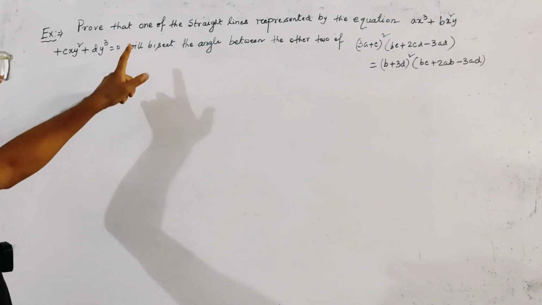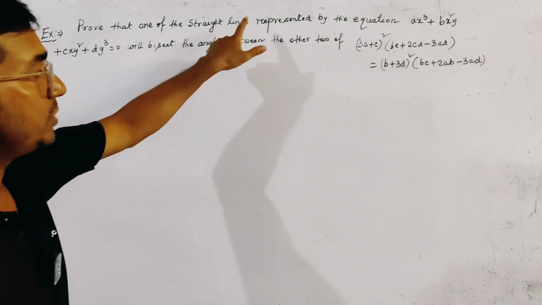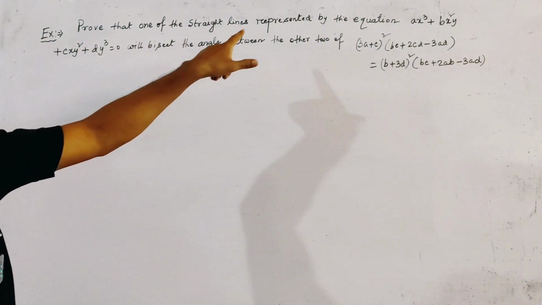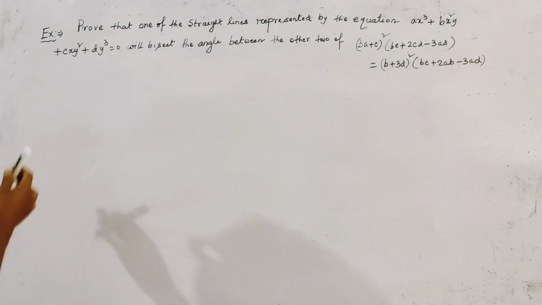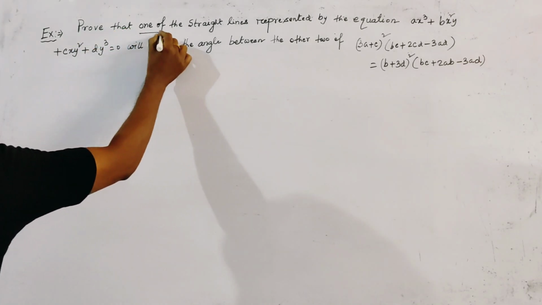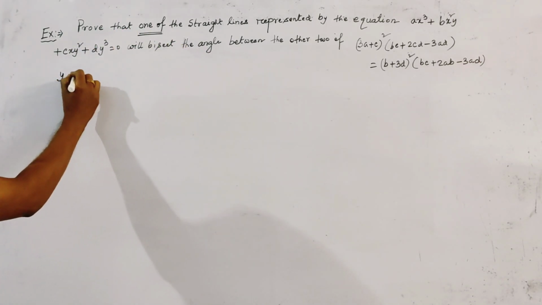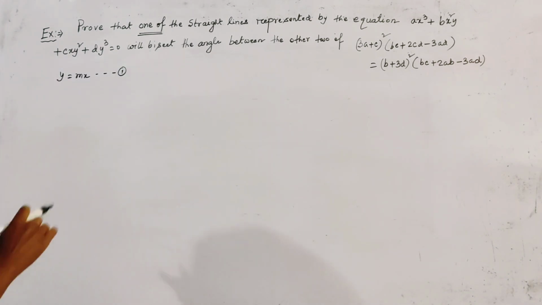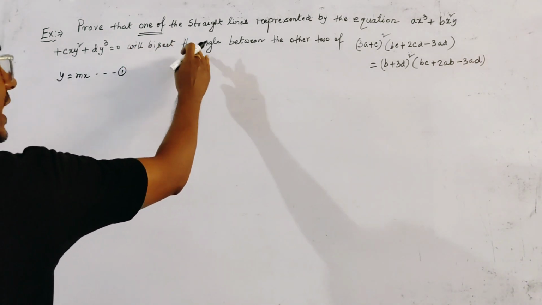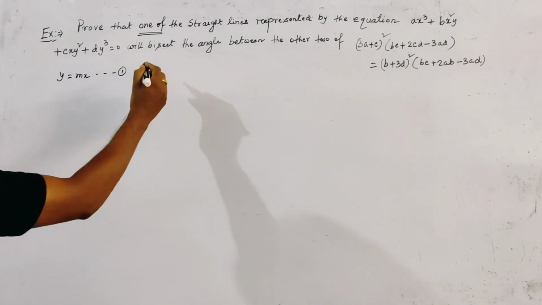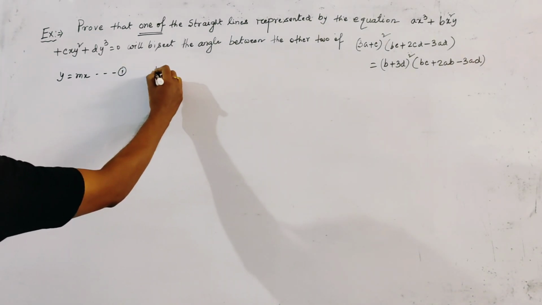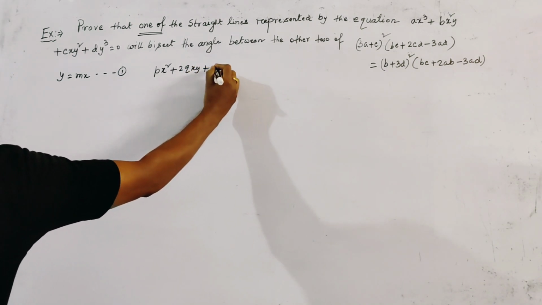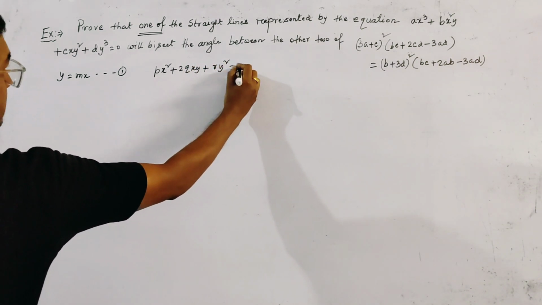Since it says that one straight line represented by the given equation will bisect the angle between the other two, we let one straight line be y equals mx. Let it be 1. And the other pair of straight lines is given by px square plus 2qxy plus ry square equals 0.